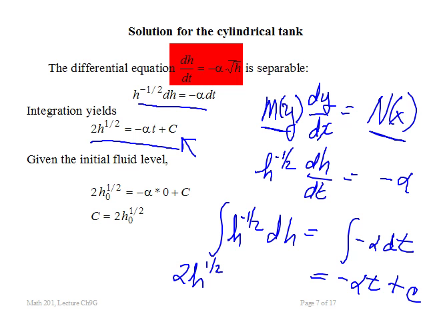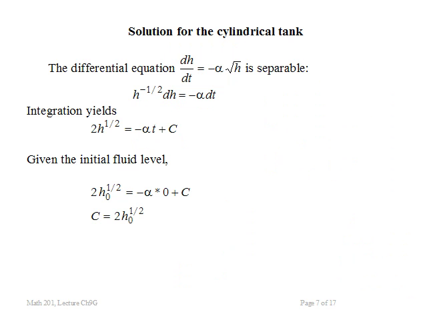So I'm going to erase everything on the screen, and then we're going to evaluate it. Say we know the initial height of the fluid before we start trying to drain it. So initial means t equals 0. Remember that. So h at time 0 is any old height. We want to call it h naught.